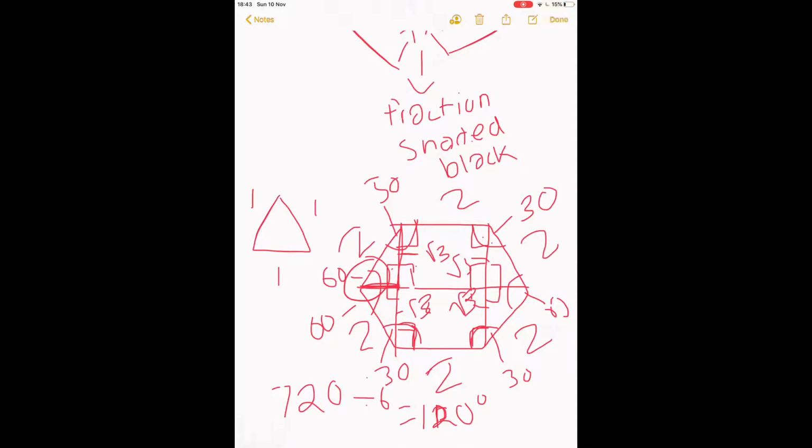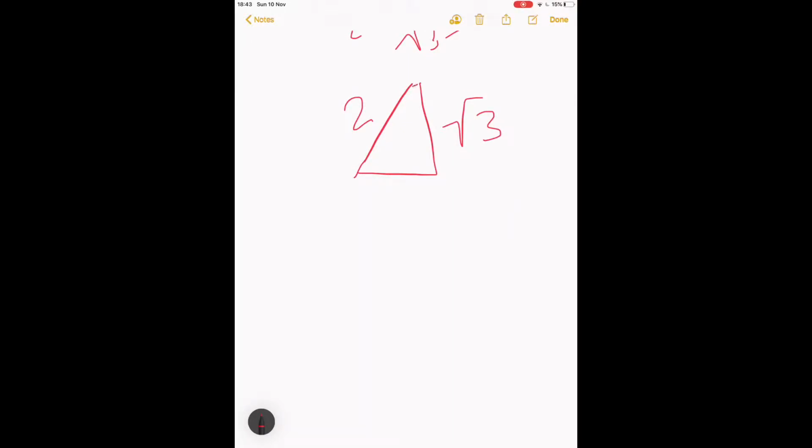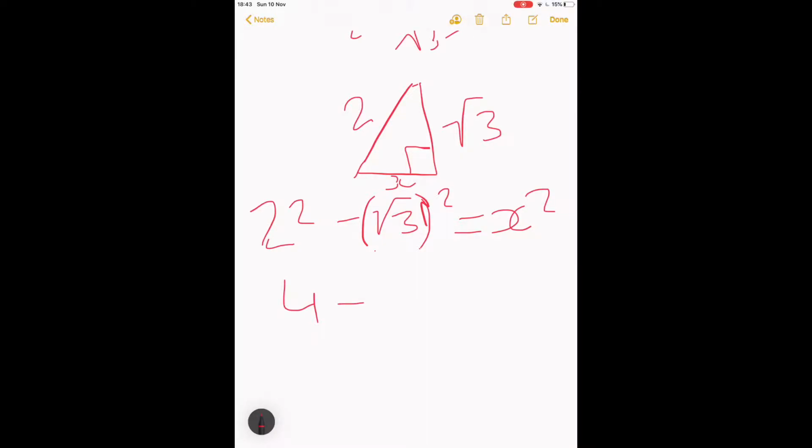use Pythagoras Theorem. So if we just redraw our triangle, so we can clear it, we can see what we have. So basically we have our root 3, which we just found out, and we have our hypotenuse, which is given, and this is 90. So we can use Pythagoras Theorem because it's a right angle triangle. So we just do 2 squared minus root 3 squared, which is x squared. So that's 4 minus, so root 3 times root 3 is just 3, which equals 1 squared. So basically 1. So x equals 1.